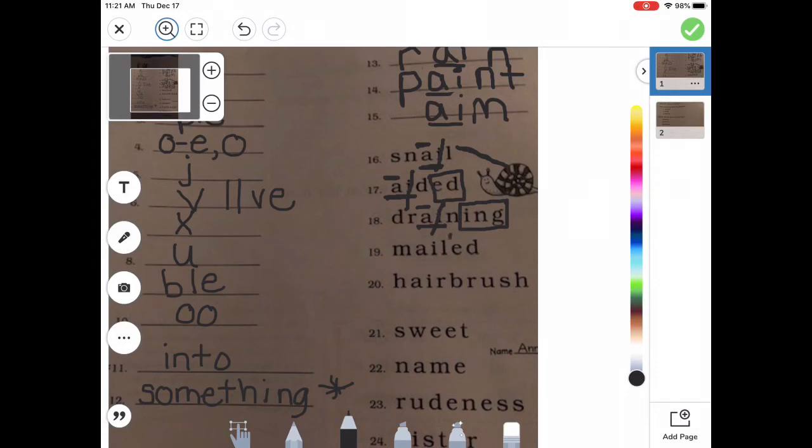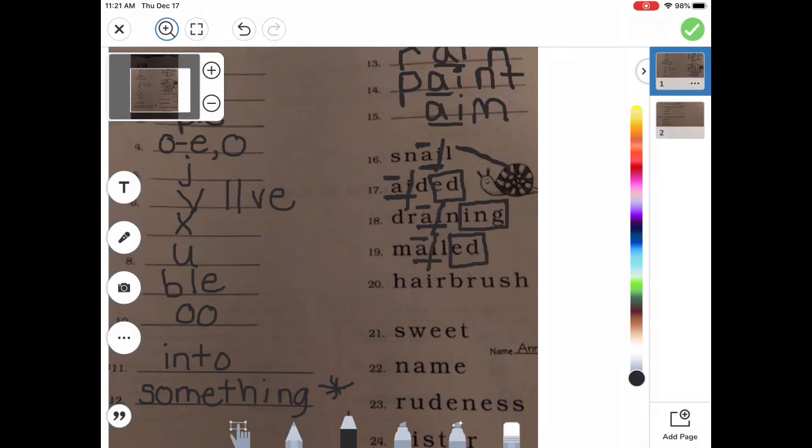All right, on number 19, what do you notice? I've got that suffix ed, so let me box off the ed, and now what do I have? I've got that AI, so I'm going to underline the AI. Remember that it says A, so it's got a macron on top of the A, and the I crossed out because it's silent.